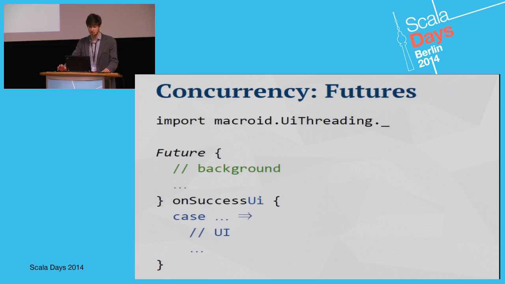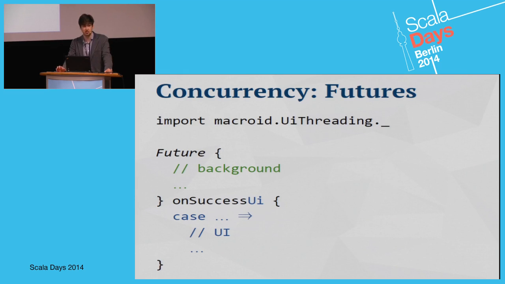But in Scala, with the help of some utilities, we can just use futures. So we say, well, run a future, and then we put some background code into that. And we can use this method, which comes from the Macroid library that I discuss later. It's called onSuccessUI. So it will handle the result of the future on the UI thread. So then you can update the user interface and show the data to the user. And it's pretty convenient, and it's also very concise.